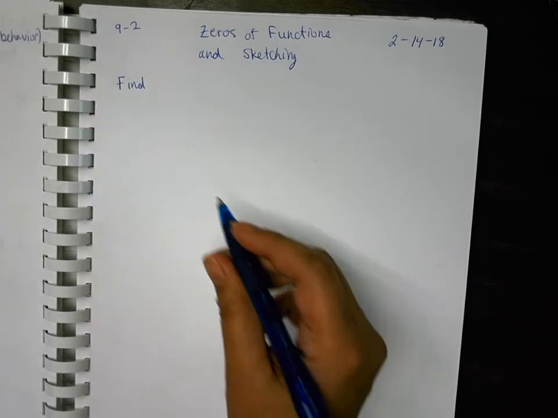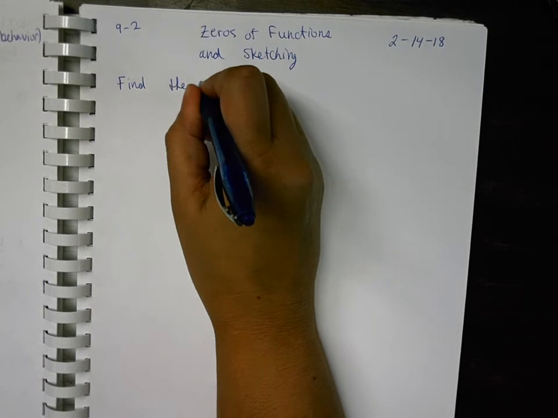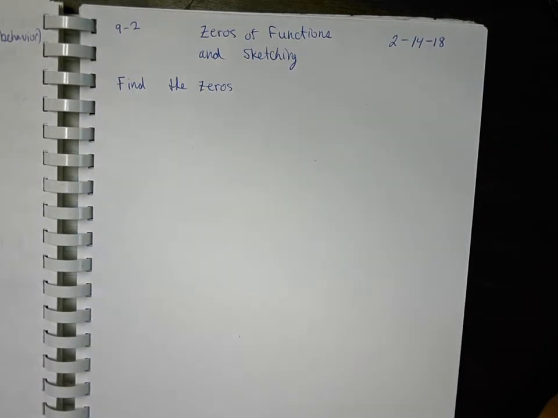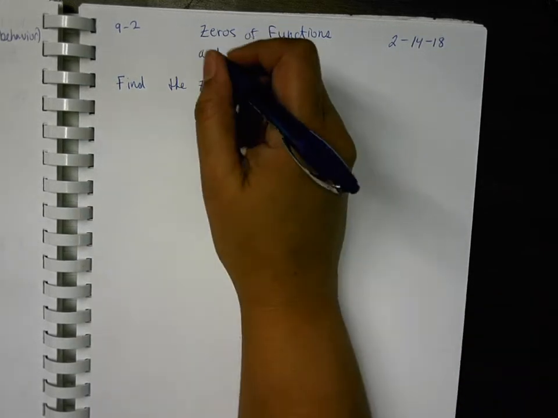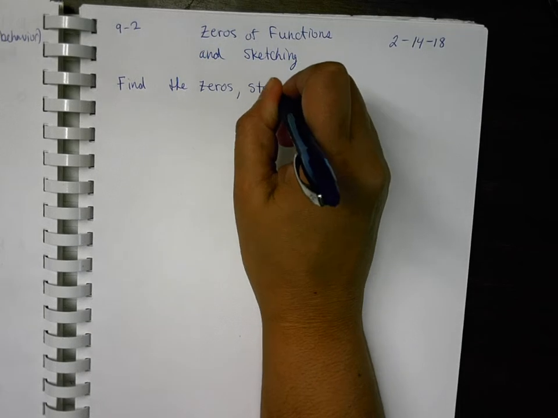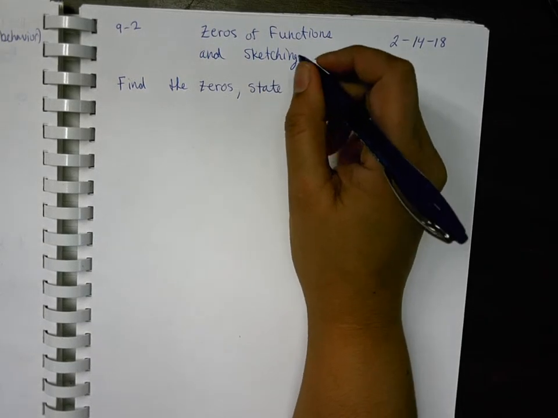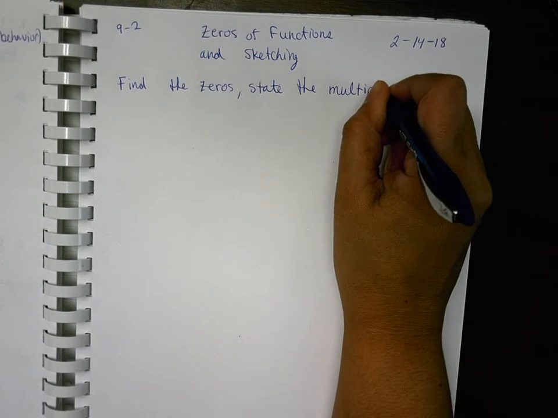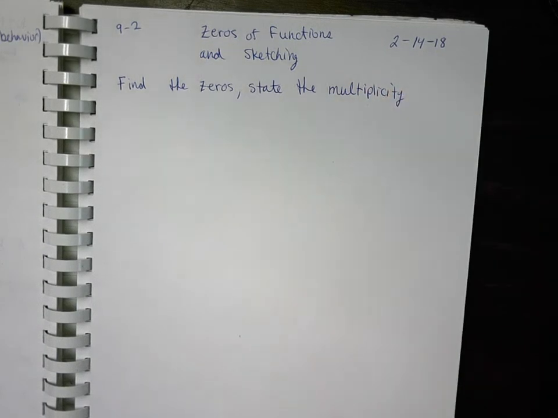All right, we're going to start off with finding the zeros. Finding the zeros means what makes your equation equal 0. Those are your x-intercepts. And state the multiplicity. Find the zeros and state the multiplicity.